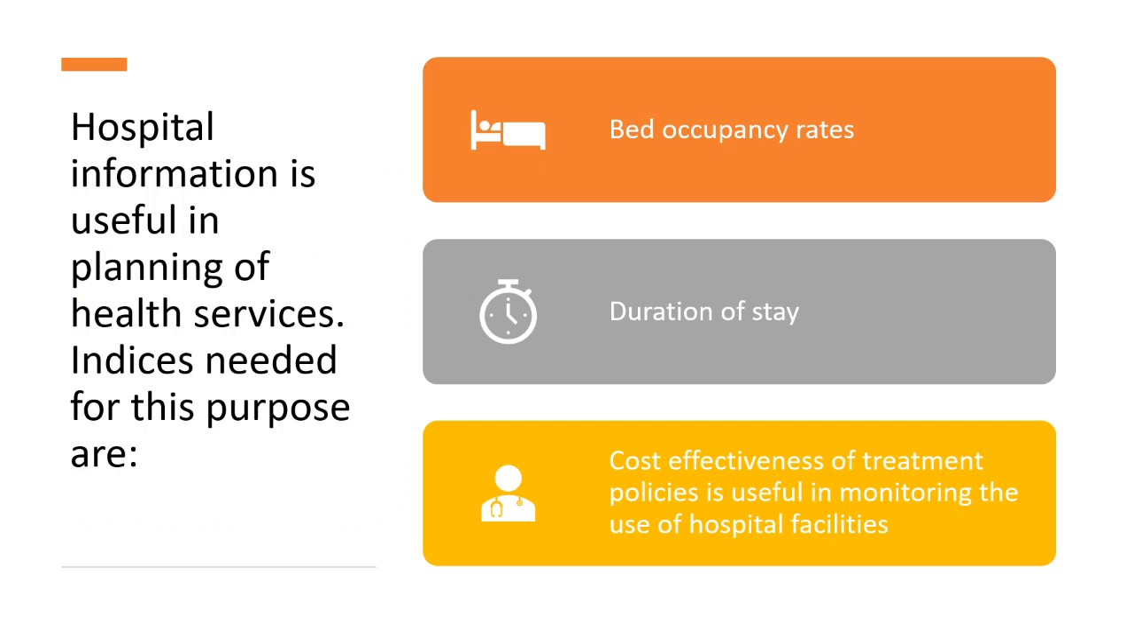Hospital information is useful in planning of health services. For example, it will help to analyze bed occupancy rates, the duration of stay, and the cost effectiveness of treatment policies, and is useful in monitoring the use of hospital facilities. So these are all about the hospital records.